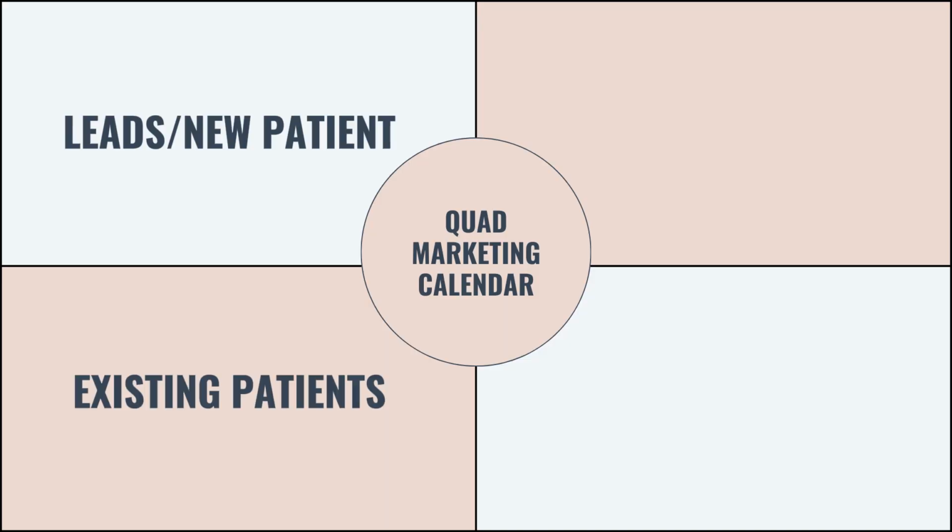Now, below that, again, is another given, which is your existing patients, okay? And you need to be marketing them as well. And that has a different strategy than leads or new patients, okay? So on the left side of your quadrant, on the top, you have leads and new patients. Below that, you have existing patients. And you need to be marketing and speaking to them regularly.